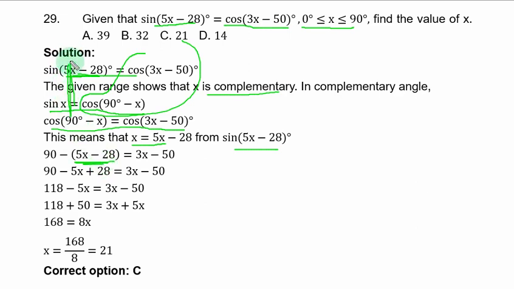Comparing these two sides, if you open the bracket, you get this result. If you add like terms, you get this. You collect like terms, you get this result. If you add again, you have 168 equal to 8s. Divide both sides by 8, so s is equal to 21. C is the correct option.